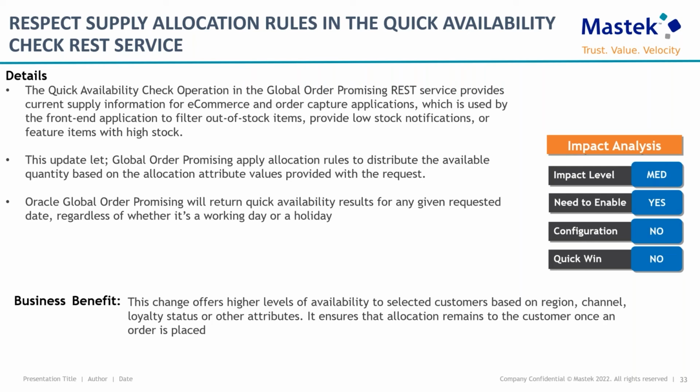Also, now Oracle Global Order Promising will return quick availability results for any given requested dates, regardless of whether it's a working day or a holiday. This change lets you offer a higher level of availability to some customers than others based on the region, channel, loyalty status, or other attributes. It also helps ensure that once an order is placed, an item that's on allocation will still be available to that customer.